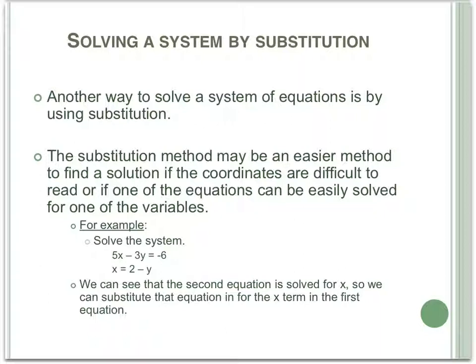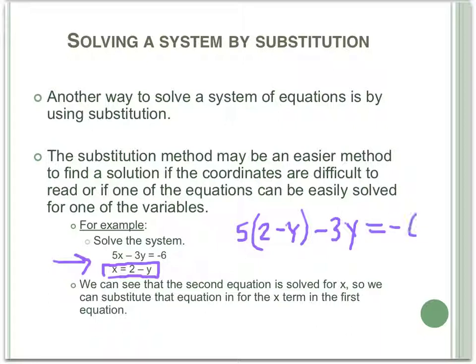For example, if we're asked to solve the system 5x minus 3y equals -6 and x equals 2 minus y, we see that the x is already solved for in the second equation. So we can substitute that equation in for the x term in the first equation. After doing so, it would look like this: 5 times (2 minus y), that we're plugging in for x, minus 3y equals -6. To finish, we would solve for y.